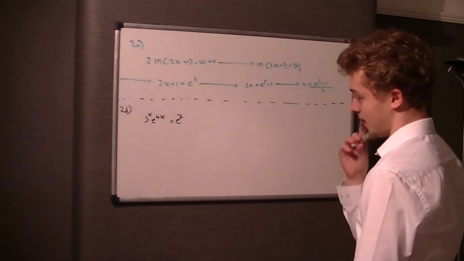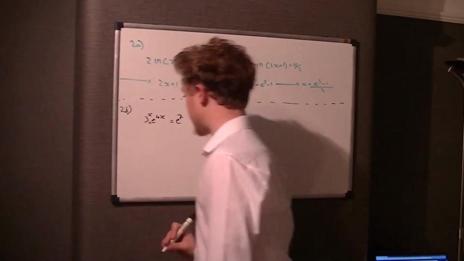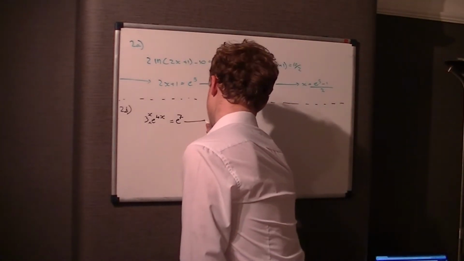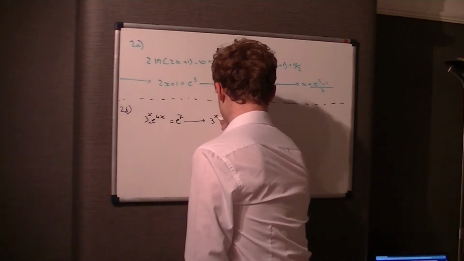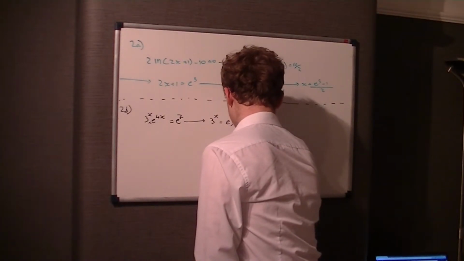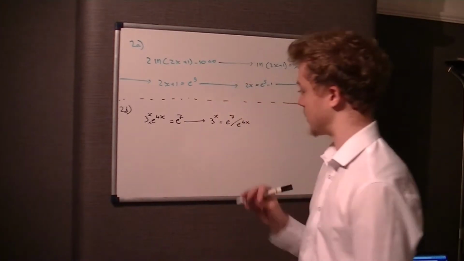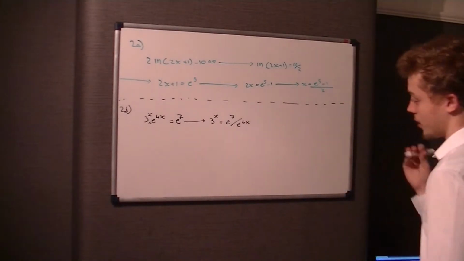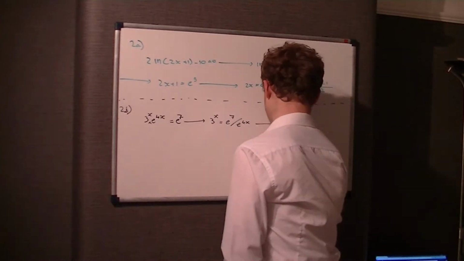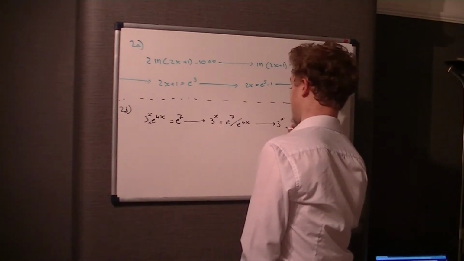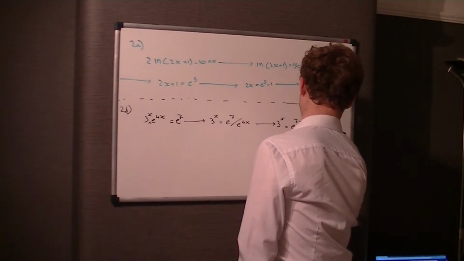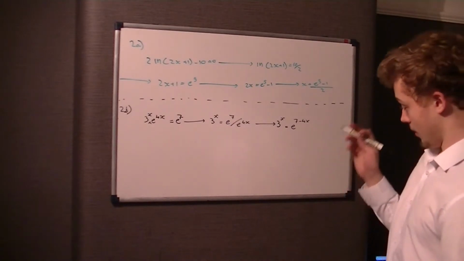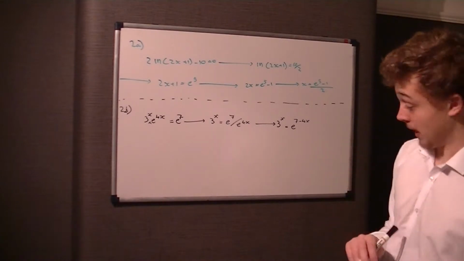The first thing we're going to do here is divide both sides by e to the power of 4x. That gets us 3 to the power x equals e to the 7 over e to the 4x. Using the basic indices rule, when you divide you take away the powers. So therefore 3 to the power x equals e to the power of 7 take 4x.